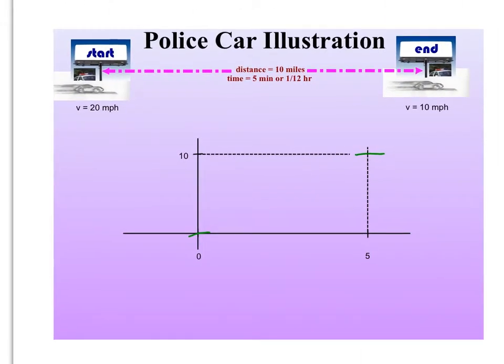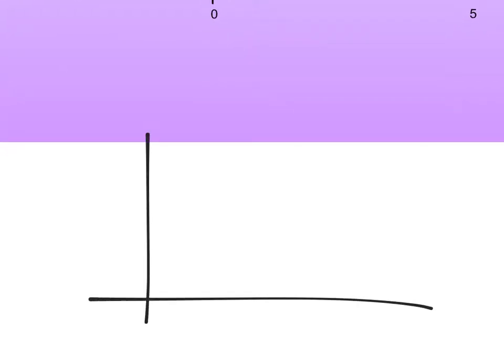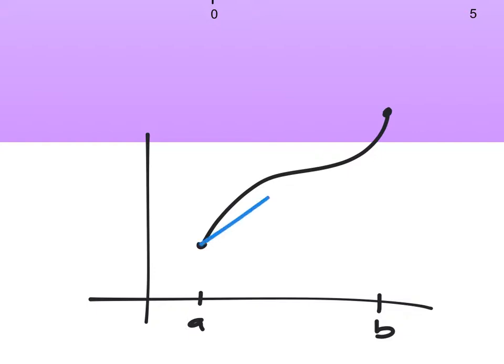Alright, let's introduce you here to the mean value theorem. I'm going to use a different sketch here for a moment to talk about the mean value theorem. So let's say we have a function from A to B. What the mean value theorem says is that the slope of the secant line will be equal to the slope of the tangent line, and that would be our form.